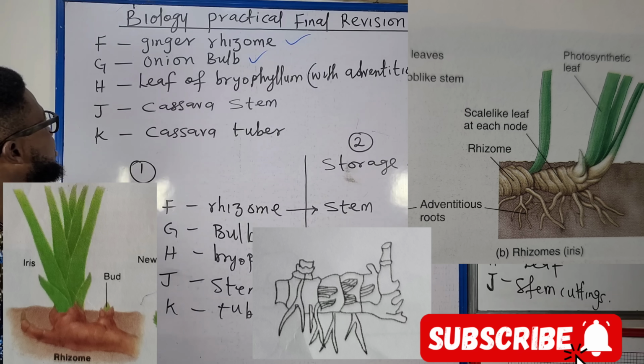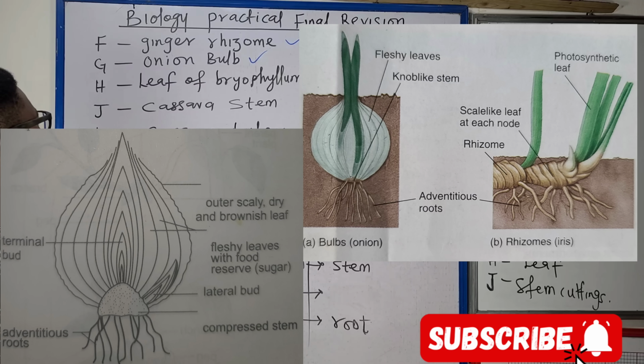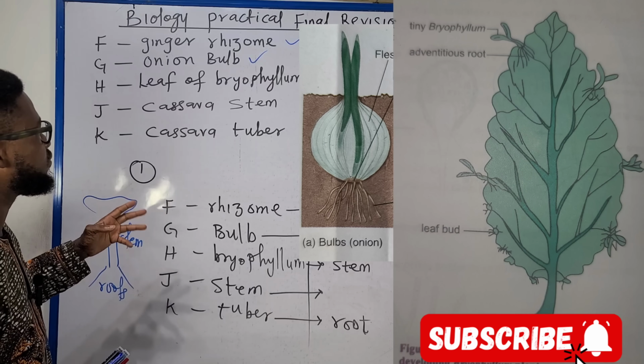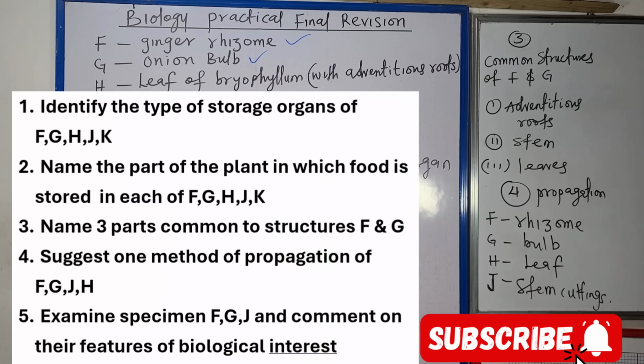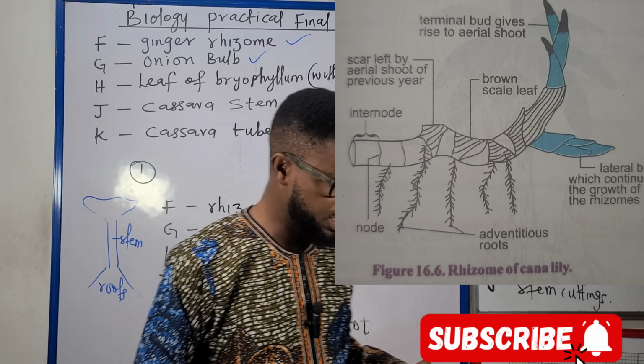Specimen F is ginger rhizome. Specimen G is onion bulb. Specimen H, leaf of a bryophyllum, and all of that. Okay, the first question that pops on your screen talks about identifying specimens F, G, H, J, K. But you may have the question coming as, identify the type of storage organs of F, G, H, J, K.